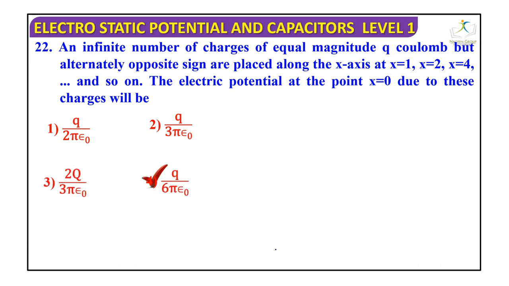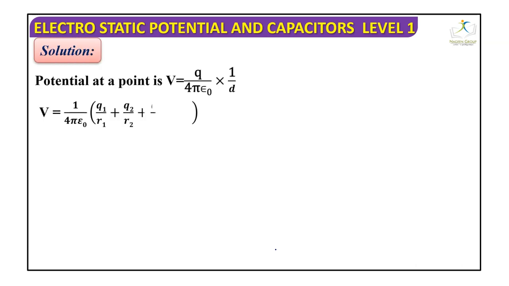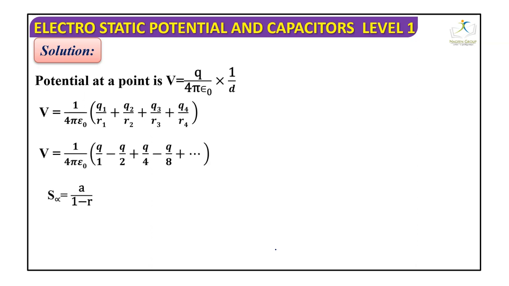So the solution for this question is, potential at the point is V, which is Q by 4 pi epsilon naught into D. We just put all these values in this equation and it will make a GP form. If we put all the values in the GP formula, we get the value of it, option 4.